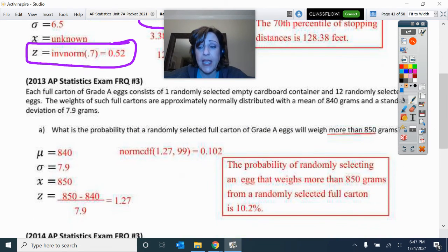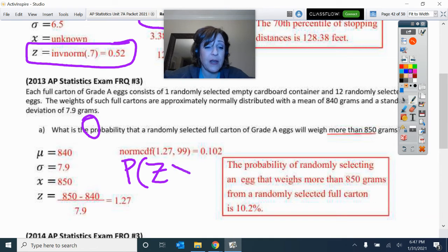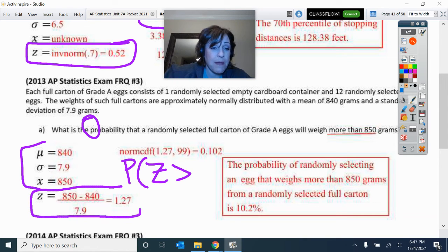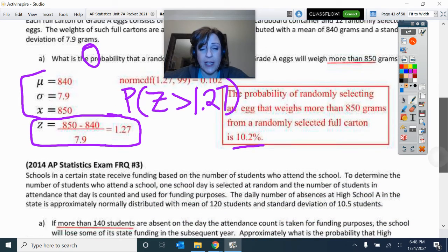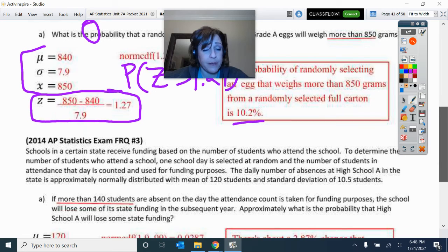Here, we wanted to know the probability, so we're going to have this probability notation that we had a carton of eggs, a full carton that weighed more than 850 grams. So that was greater than, see, look, here was the data I was given. So I did find my z-score, and I wanted to know the probability that I get a z-score greater than 1.27. And that was 10.2% of cartons will weigh greater than that 850 grams.